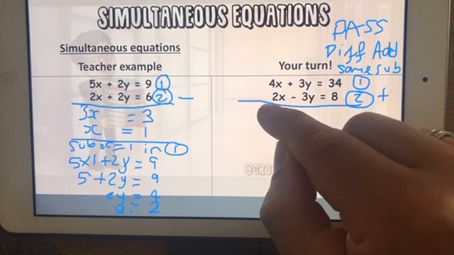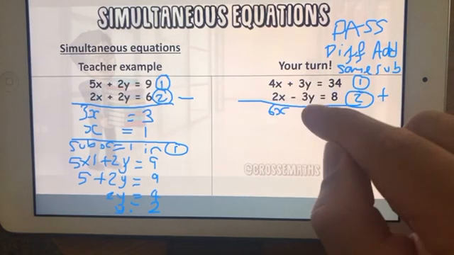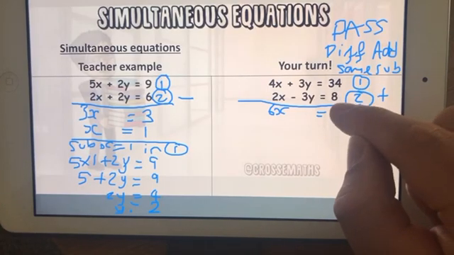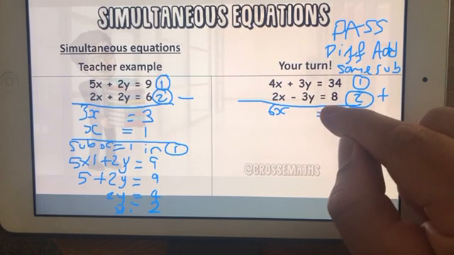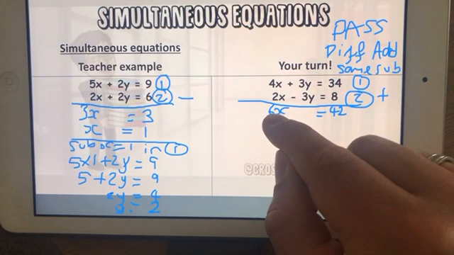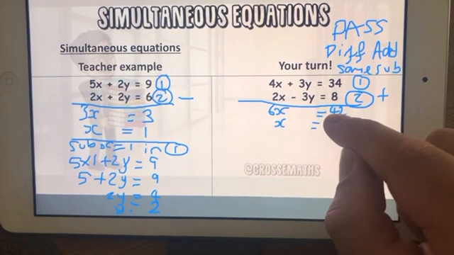4x plus 2x is 6x. 3 plus minus 3 makes nothing. 34 plus 8 is 42. Okay, if 6x is 42, if I divide by 6, I end up with x equals 7.